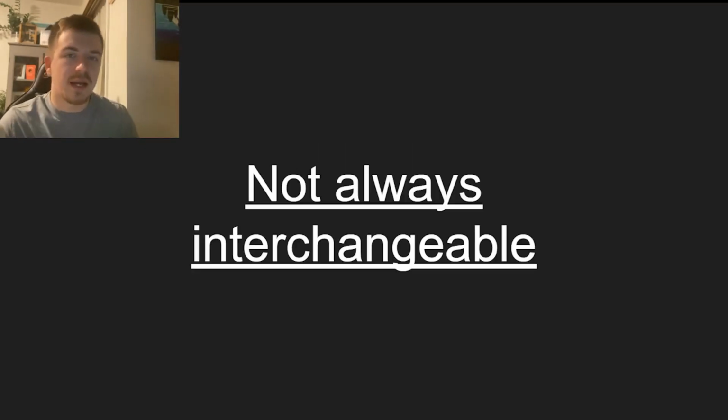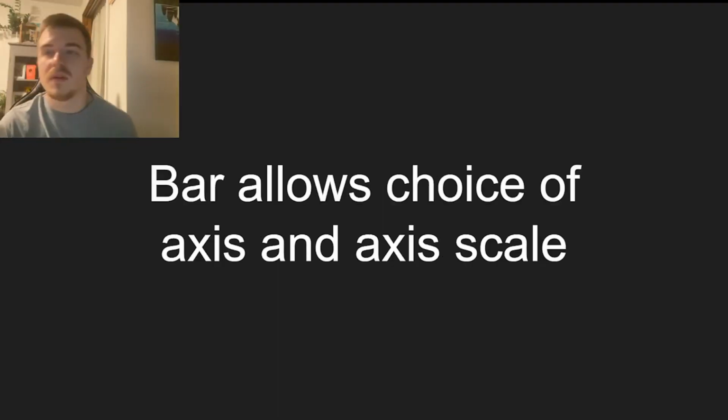In this brief explanation of both of the plots, they might seem similar, and they are, but they're not always interchangeable. This is because, for one, a bar chart allows us to choose both the axis that we want to display the information on and the axis that we want to display the categories on. It also allows us to choose the scale at which we show the numeric values.